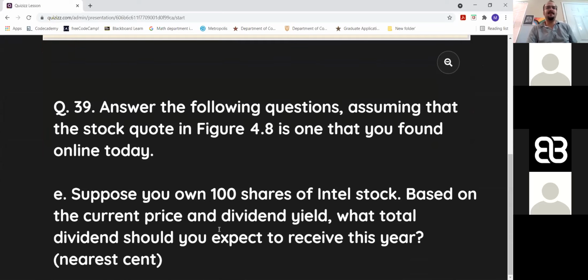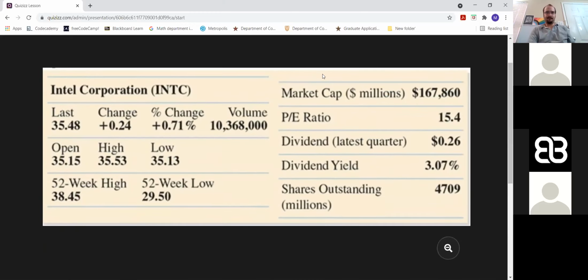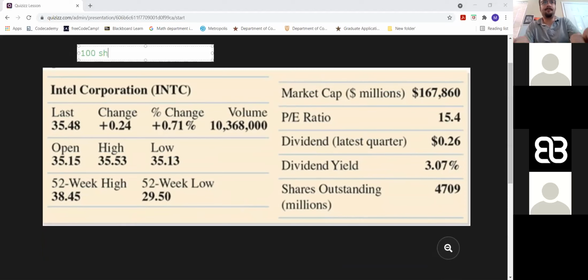And what's the next thing they ask? We have 100 shares. It is the current price and dividend yield. What dividends should you expect to receive this year? So we want to do what, 100 shares? And we know that they are 35.48 per share is what it's telling me. And I know my dividend yield is 3.07% of that.